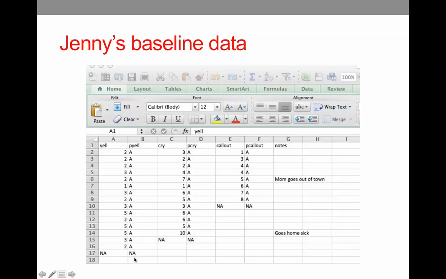And then if you change the intensity of that intervention, you could have a B1 phase, or if you return to baseline, you could have an A1 phase. But once you have this, you would just save it as a .csv file. Now I'm going to hand this over to Charlie, who will walk us through the analysis of Jenny's yelling behavior.